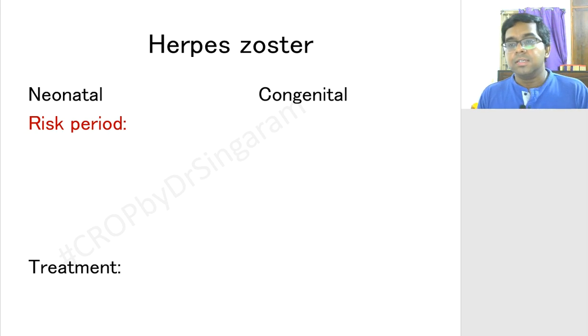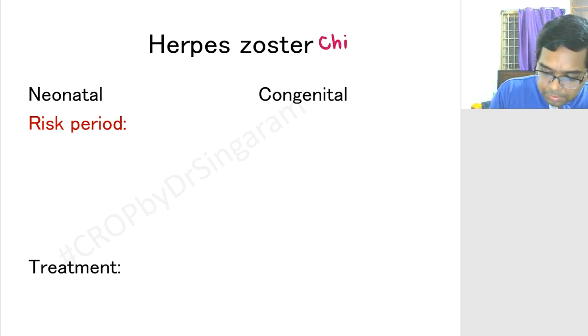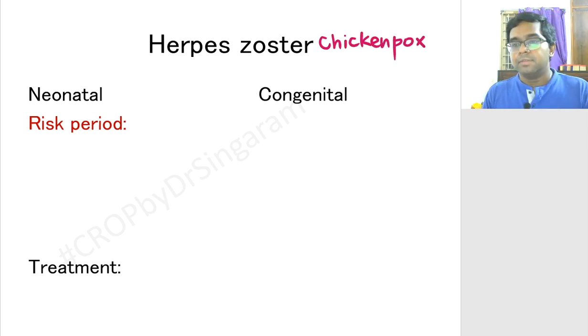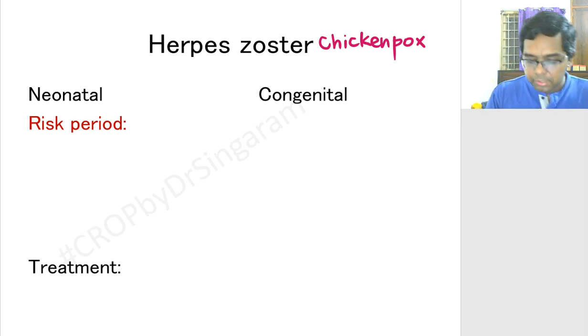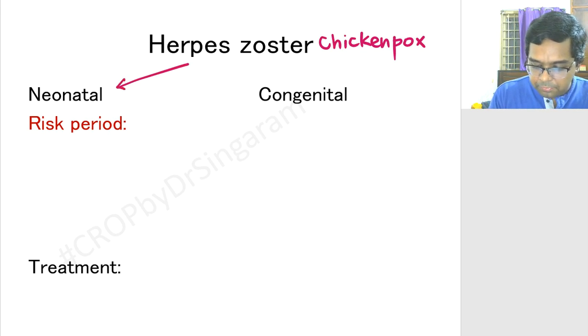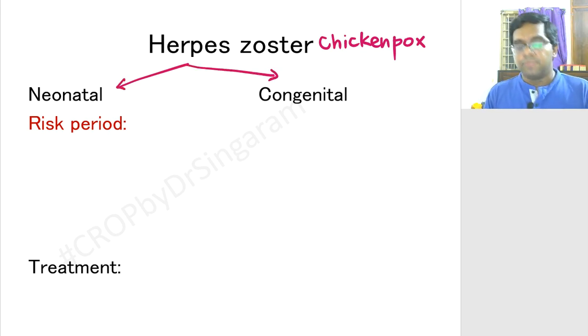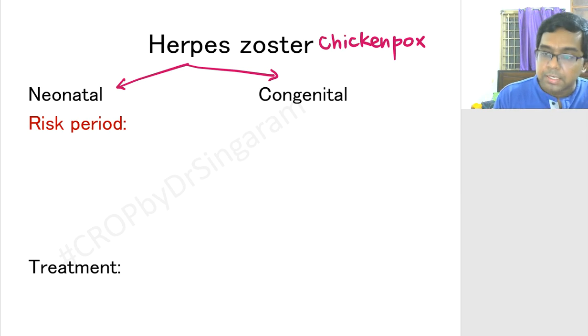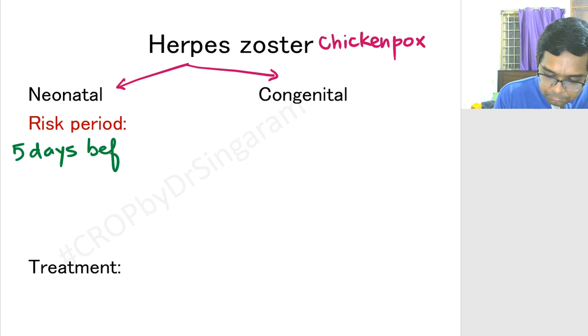We now move on to herpes zoster, or the chickenpox. Now please remember, when we talk about these varicella infections, they are again divided into two. One is a neonatal infection, second is a congenital or intrauterine infection. And please remember for your exams, first let us talk about neonatal infection. What is the risk period during which the baby is going to acquire chickenpox from the mother? Remember, the risk period is within 5 days before delivery to 2 days after delivery.